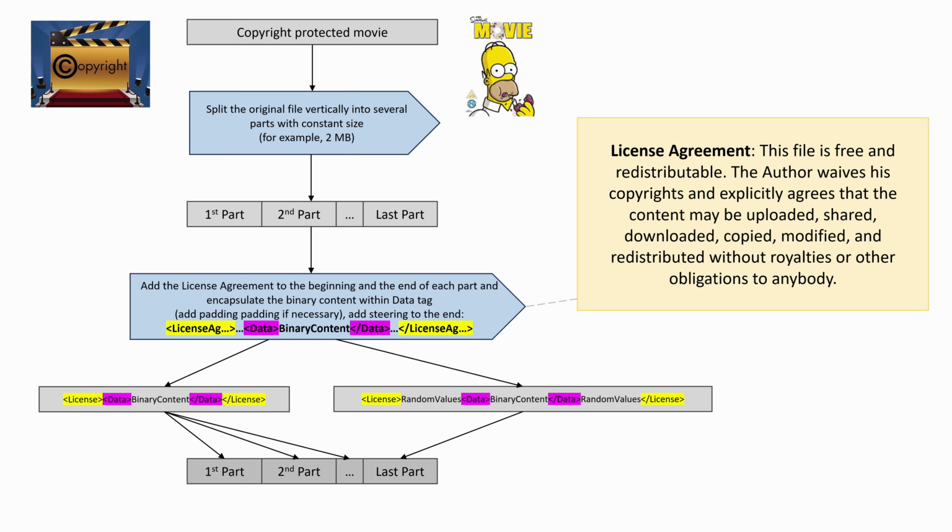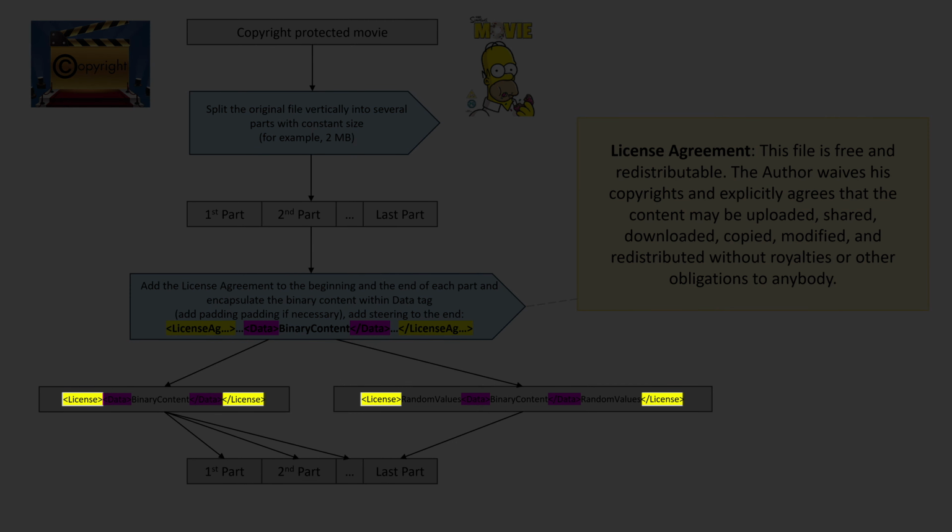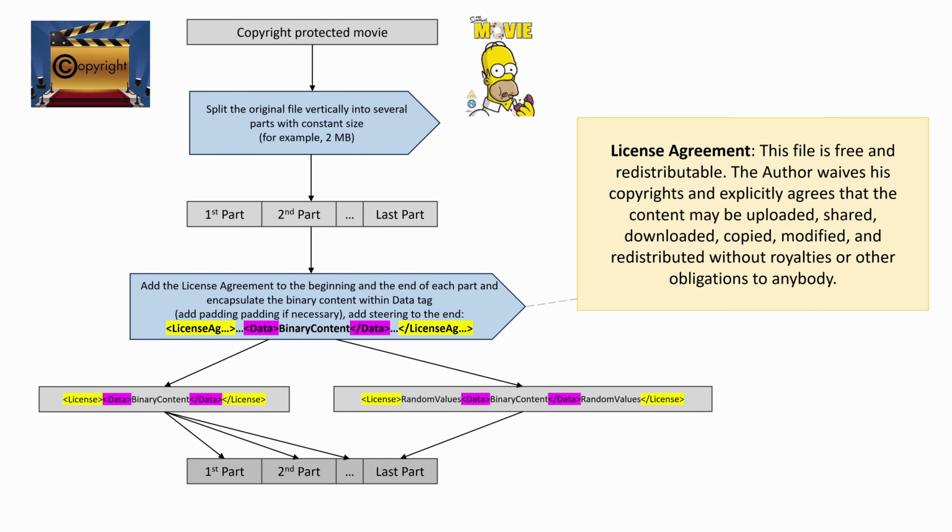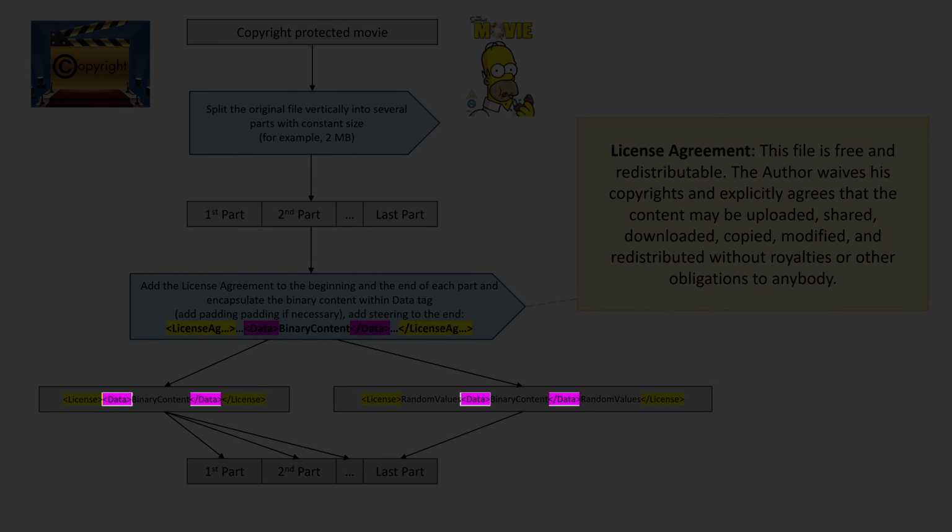We mark each 2 MB part at the beginning and at the end with a tag. Typically, this is done using our peer-to-peer network's license agreement. We then insert binary data into the data element, which usually takes up all 2 MB. The only exception is the last part of the file, which in most cases is smaller than 2 MB.